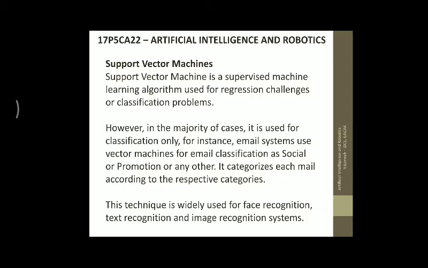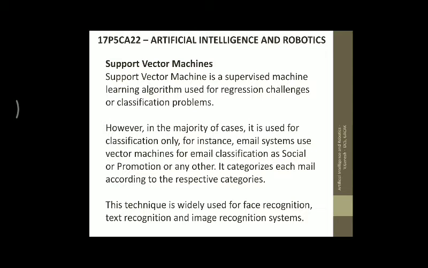However, in the majority of cases, it is used for classification only. For instance, email systems use support vector machines for email classification as social or promotion or any other. It categorizes each mail according to the respective categories.